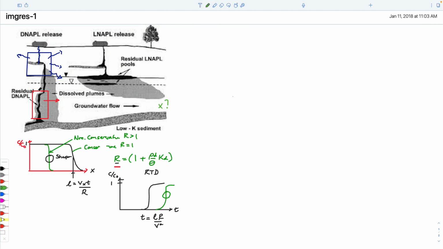No idea why it's called IMGRESS. It must be the name of the file that I uploaded.